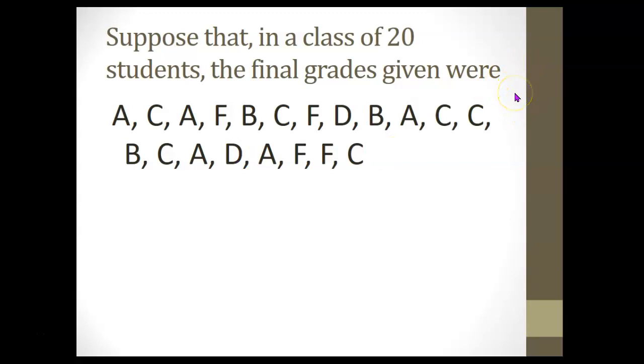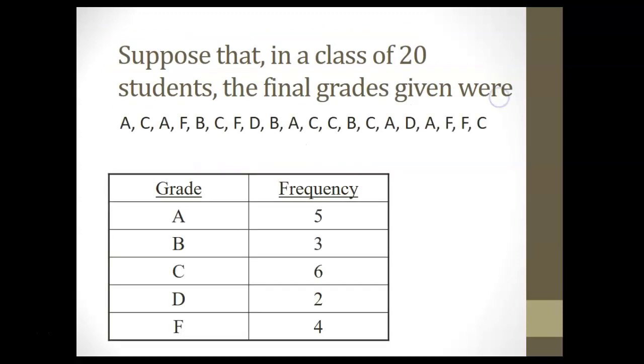So it might be more meaningful to organize this in something like this, where we have a list of what all the different values on the list are, in this case, all the different grades that people got, and then the frequency, that is, how many of each one of these there was in the set of data. So this is telling us that among these 20 students, there were 5 who got an A, 3 Bs, 6 Cs, 2 Ds, and 4 Fs.